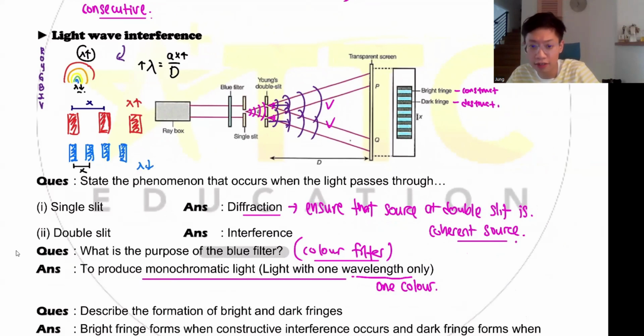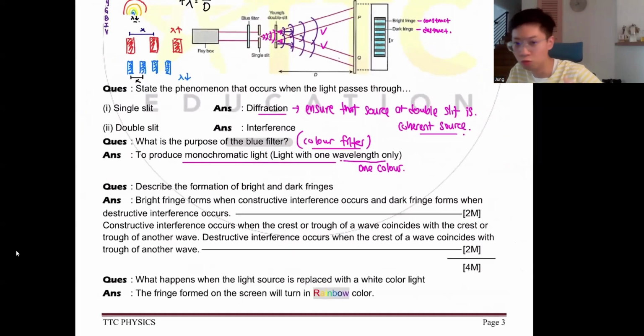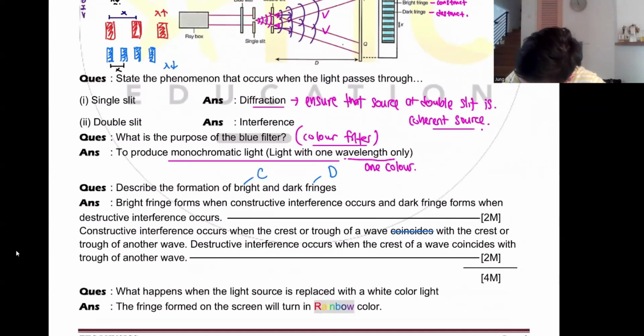Okay, so young lion, you can read yourself out. Why got bright fringe? Because this is constructive, dark fringe is because destructive. So you say blah blah blah blah. Now, don't say coincide. Remember, it's superposition.